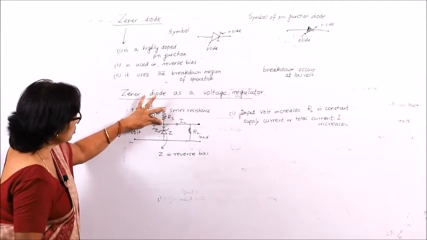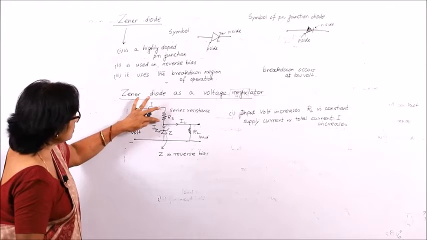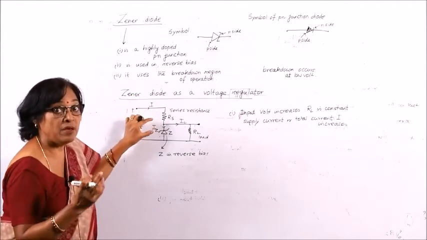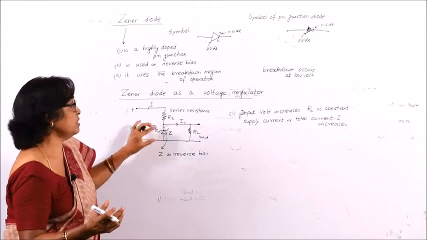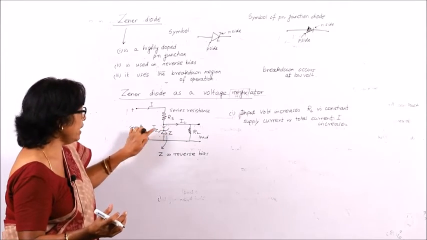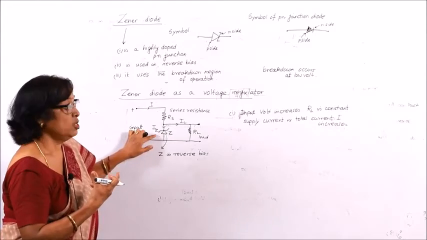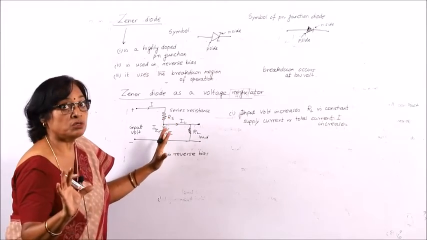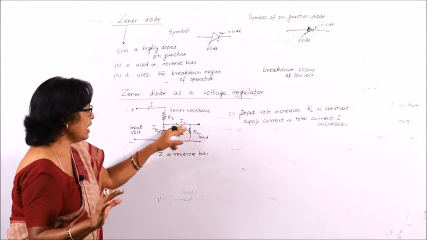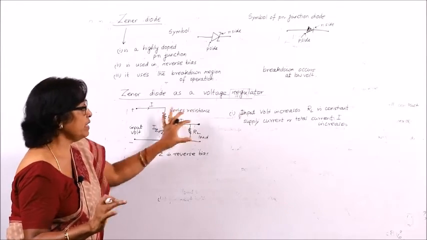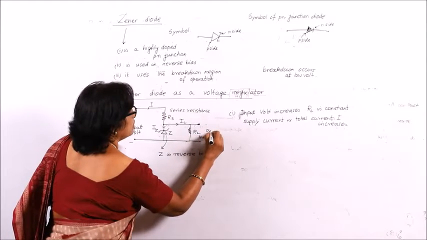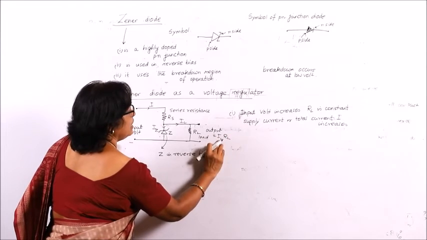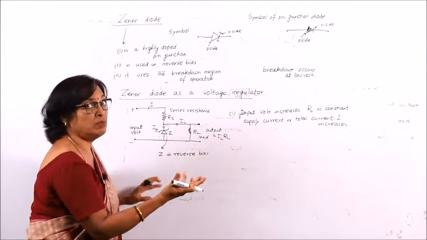Current I increases, but whatever increase is there in I, the same increase occurs in Iz. That means the IL current will not change. If IL current does not change, IL into RL, that is my load output voltage, will not change. Output voltage here is IL into RL. So IL does not change, RL does not change, so this will remain constant.